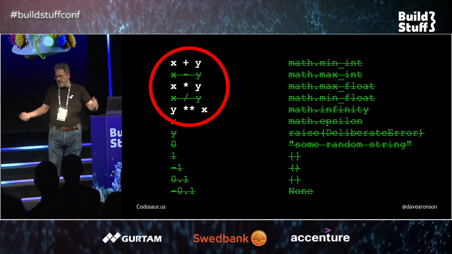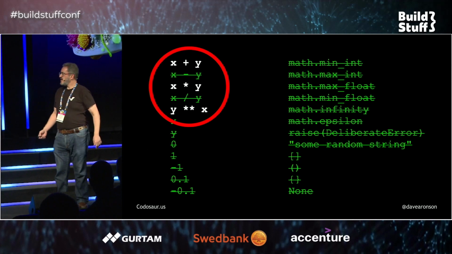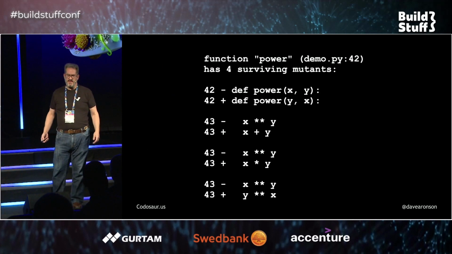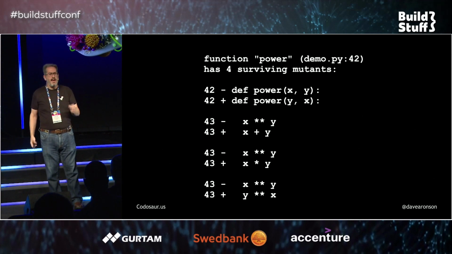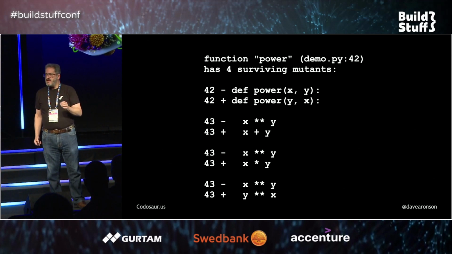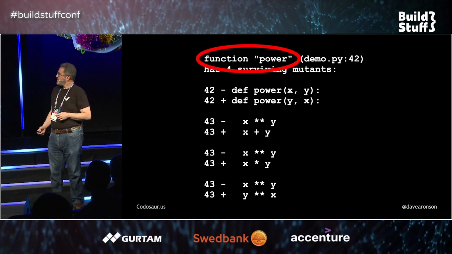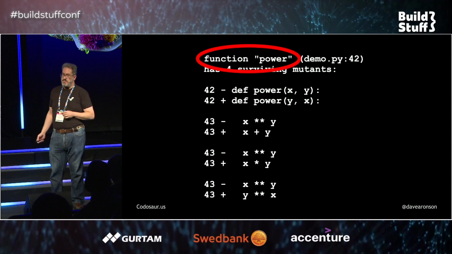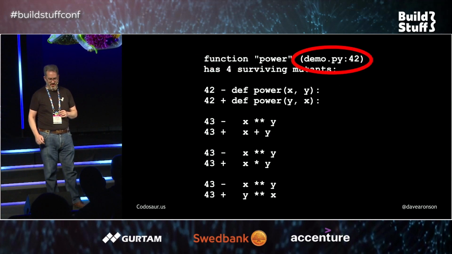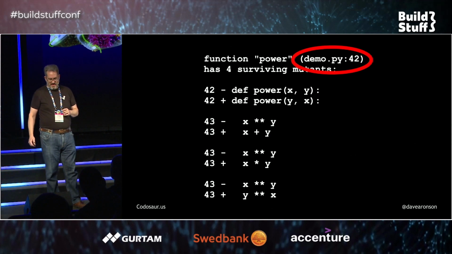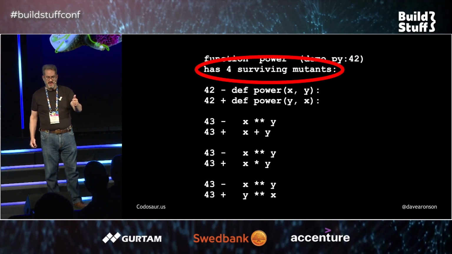Now, how do we see this happening? When we run our tool, we should get a report roughly like this. The format will vary enormously depending exactly what tool we're running, but semantically, the information should be roughly the same. And that is that if we change the function called power, which is at line 42 of file demo.py, in any of 4 different ways, then all its tests will still pass.